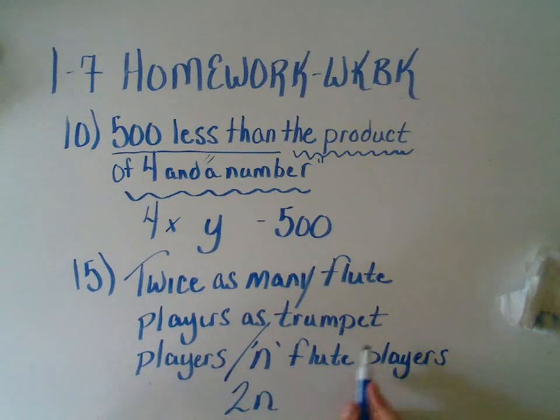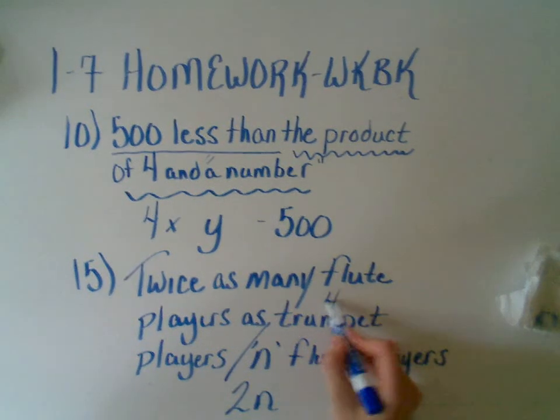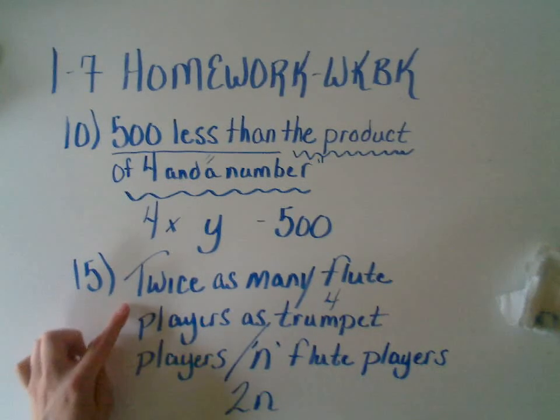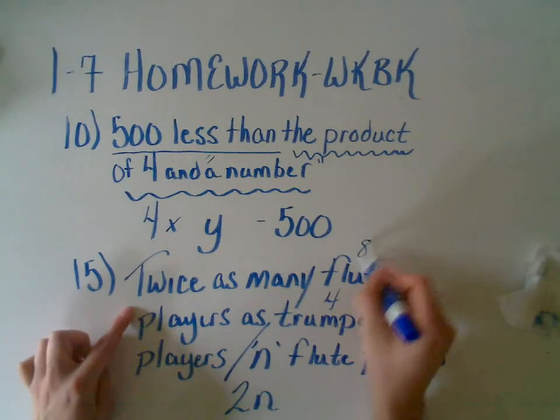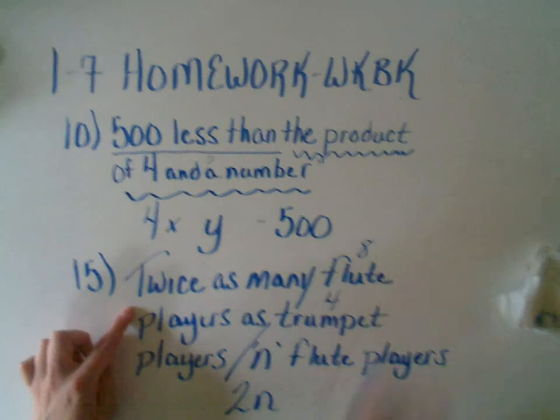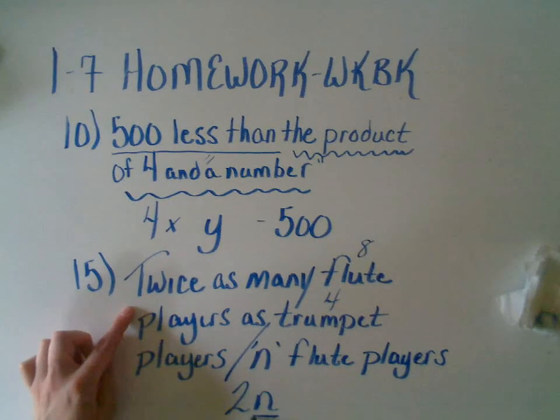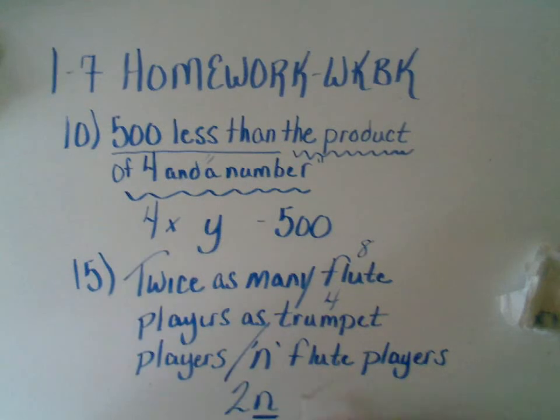Why? Right? Well, there's twice as many flute players as there are trumpet players. So here, let's say that there are 4 trumpet players just because I need a number. All right, well, there's twice as many flute players. That means it would be 8. But n is the number of flute players. Right? So to solve that, if I did it this way, flute players, that would actually be 2 times 8. Well, that's not actually correct. 2 times 8 is 16. 16 is a number that didn't even cross our minds here.